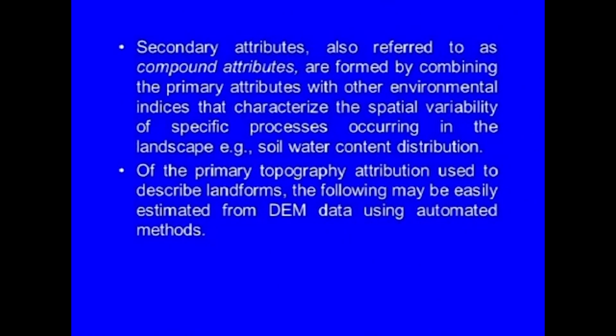Secondary attributes, also referred to as compound attributes, are found by combining the primary attributes with other environmental indices that characterize the spatial variability of specific processes occurring in the landscape, for example, soil water content distribution. Of the primary topographic attributes used to describe landforms, the following may be easily estimated from DEM data using automated methods.